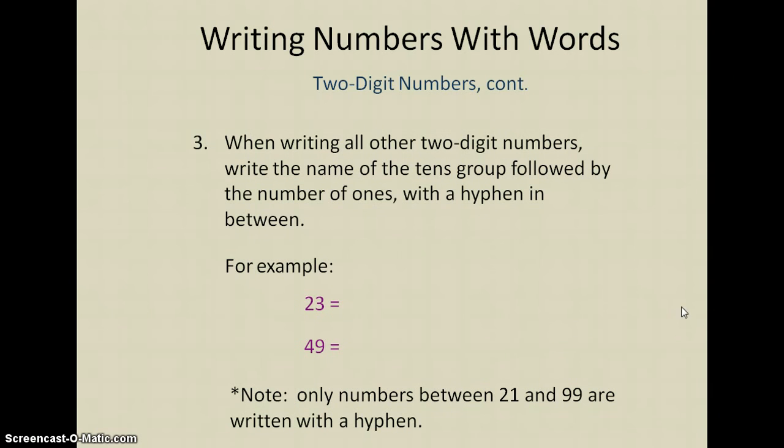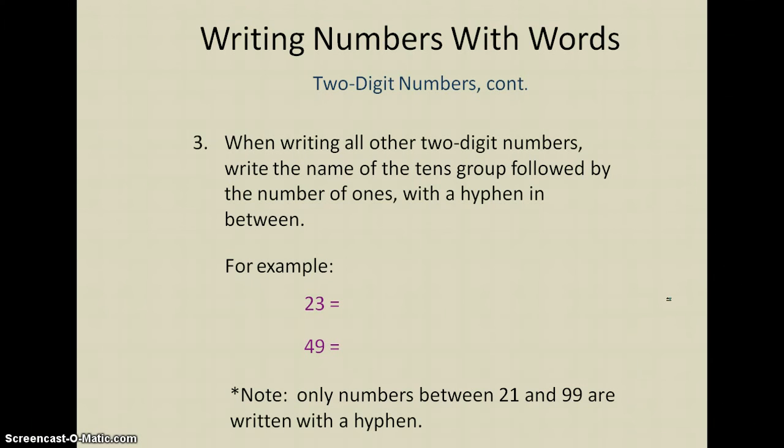One last thing with two-digit numbers here is that when we write two-digit numbers, we want to write the name of the tens group, and then we're going to follow it by however many ones there are. And we're always going to put a hyphen in between. And that's going to be true for every number between 21 and 99. So not for the teen numbers, but all of the other two-digit numbers, 21 to 99, that have two parts to them are going to be written with a hyphen.